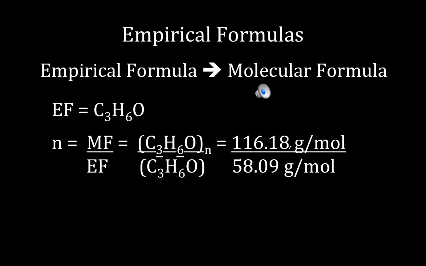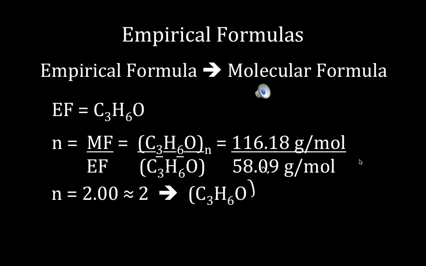The 116.18 was given in the question. The 58.09 was calculated. 3 carbons, that's around 36. Each of those is 1, that takes us to 42. We add 16, that's the 58. And then the 3 and 6 give us the 0.09. You can see this question was nicely cooked, a little bit too perfect.